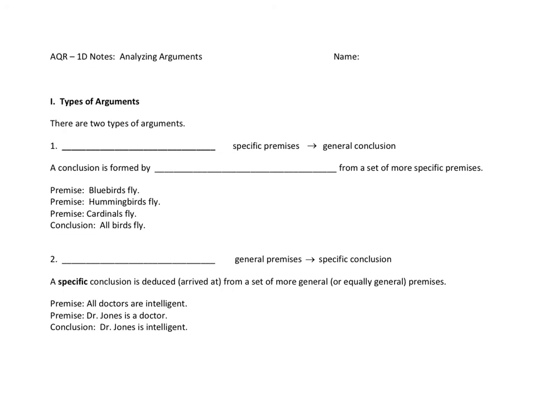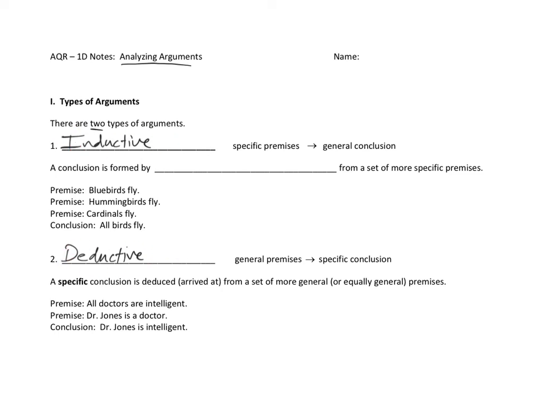Welcome to Contemporary Math lesson for section 1D. We will, in this section, be analyzing some arguments. So, one thing I want to get out of the way very quickly, right up front, is that there are two types of arguments, and I will reveal those right now. We have inductive arguments and deductive arguments.